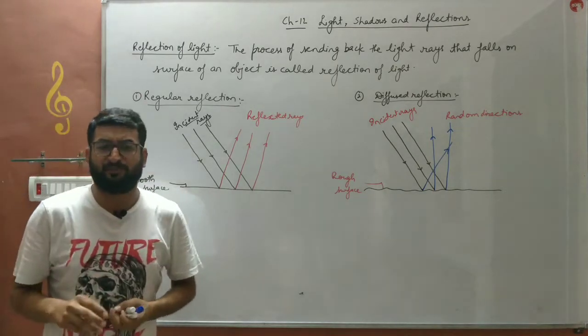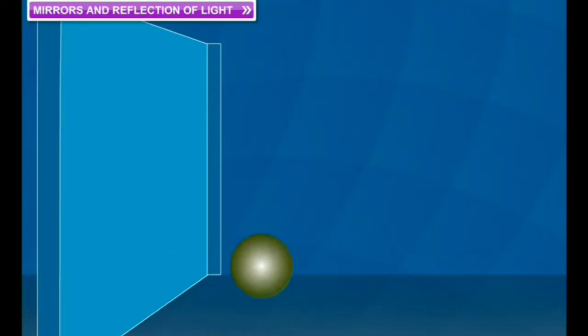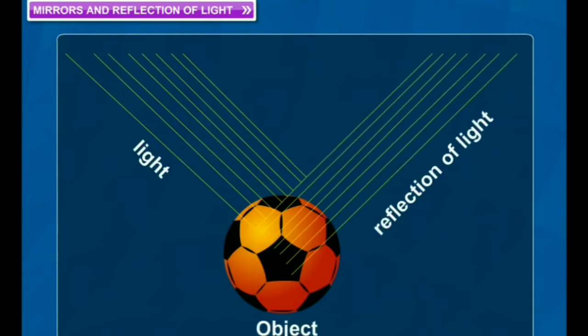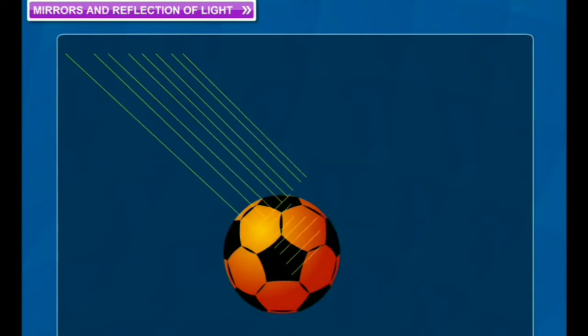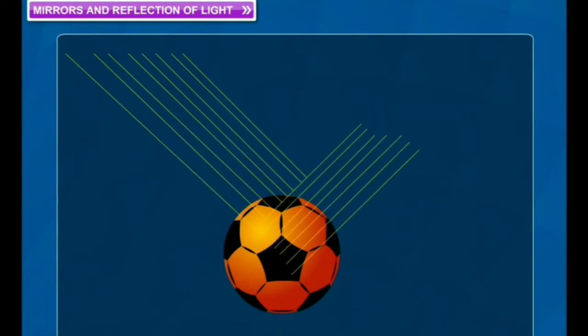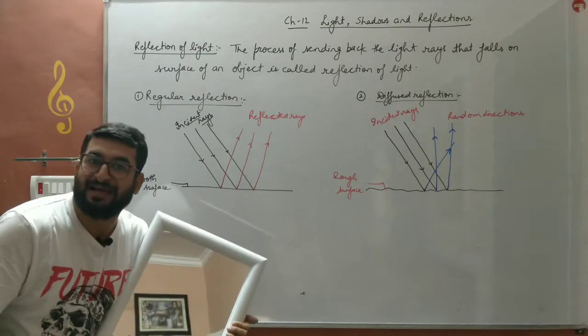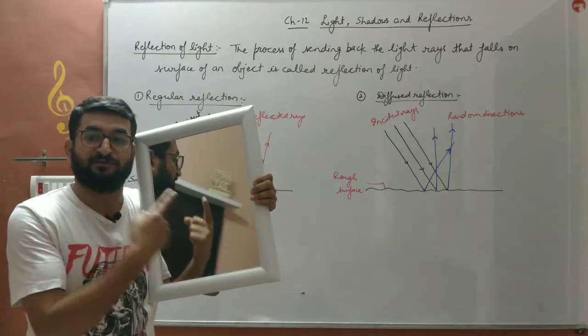Now we will understand the concept of reflection through an animated video. When we throw a tennis ball at a wall, the ball bounces back. This means that when the tennis ball strikes the wall, the wall sends it back. Similarly, when light falls on the surface of an object, the object sends the light back. The process of sending back the light rays which fall on the surface of an object is called reflection of light. I am holding a plane mirror in my hand which forms an image of mine.